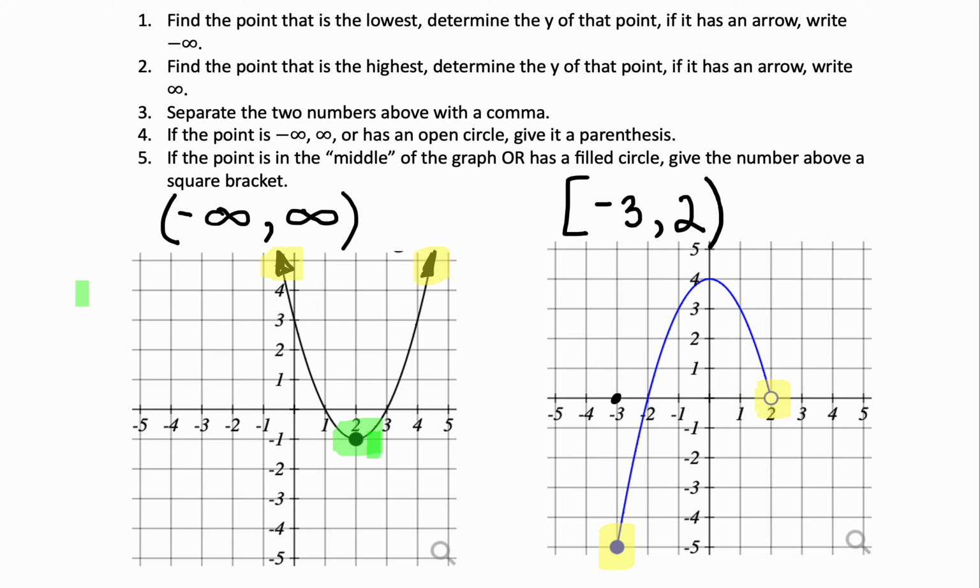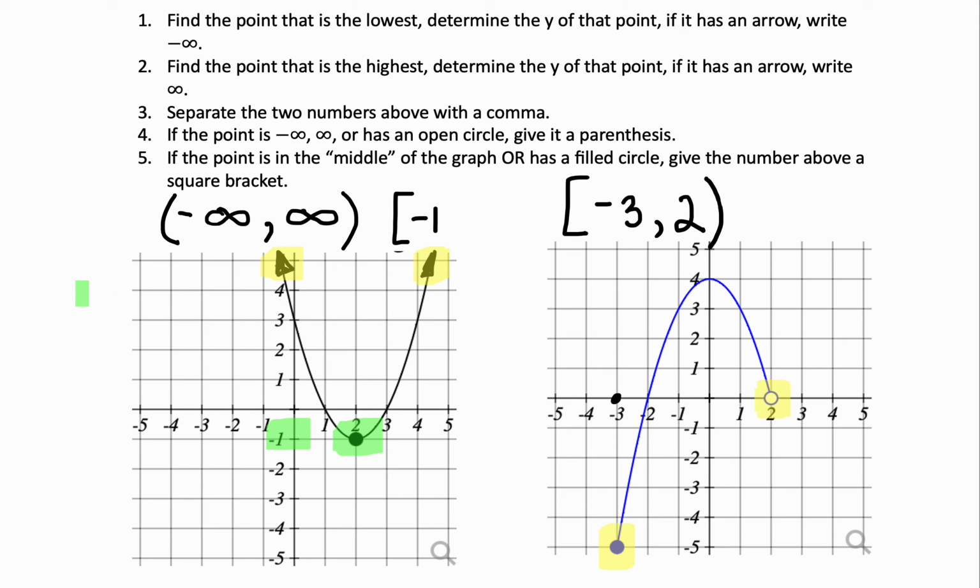Excuse me, the lowest point for the black graph is this green point right here. And I will now be determining the y of that point. The y of this point that I have highlighted in green is -1. That's the first part of the range, -1. Because this point is not an open circle and it's not an arrow, I will give -1 a bracket.